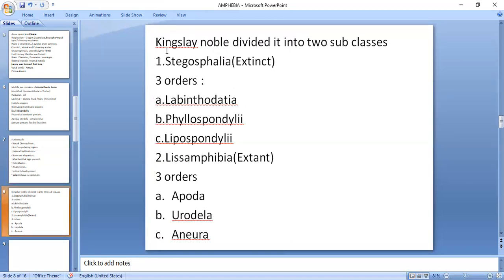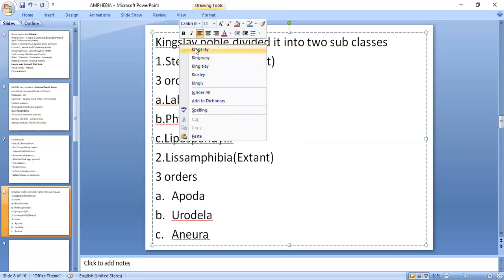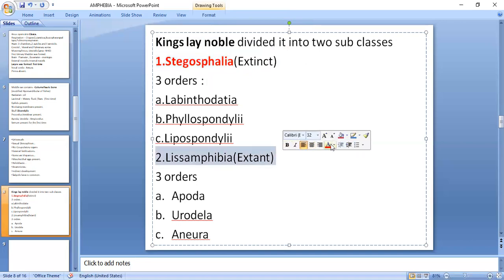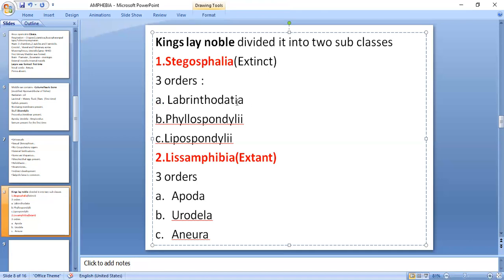Then, classification. Kingsley Noble, a naturalist, divided it into two subclasses. One is Stegocephalia and another is Lissamphibia. Stegocephalia animals are extinct. They are not living at present. There are three orders: Labyrinthodontia, Phyllospondyli, and Lipospondyli.